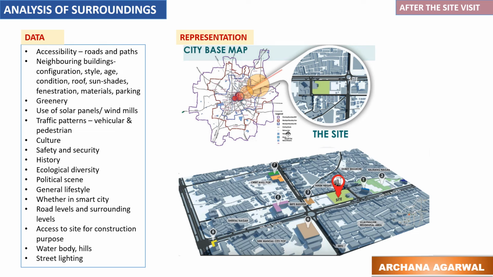For analyzing the surroundings, the location of site on the city map is shown and then the immediate surroundings are shown through a Google image.